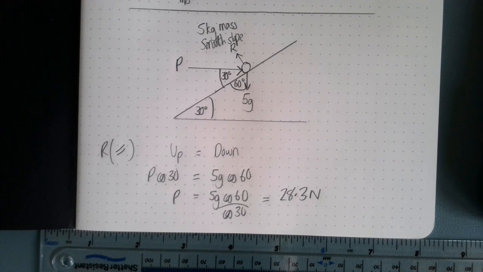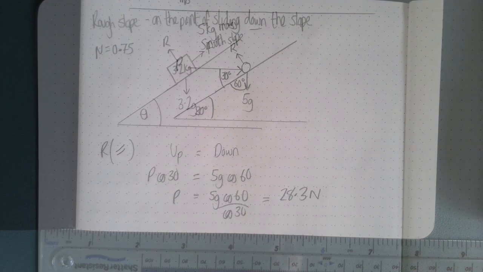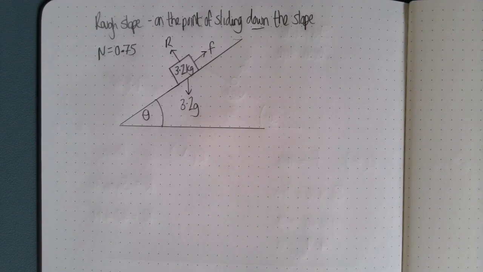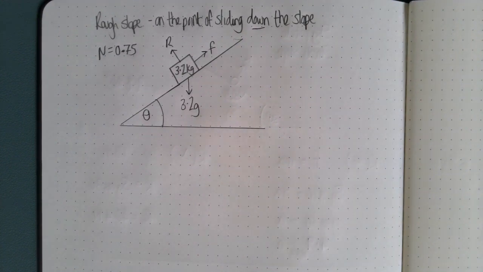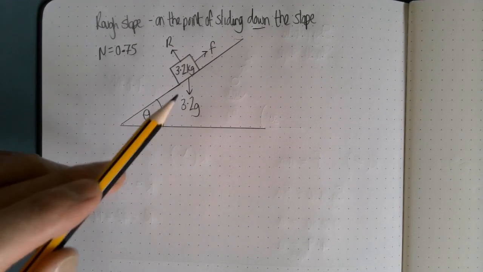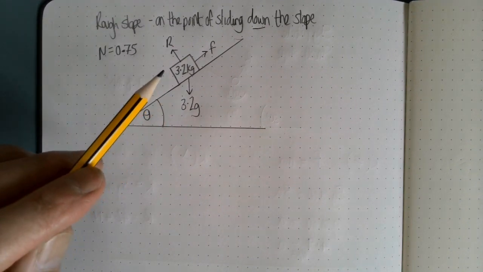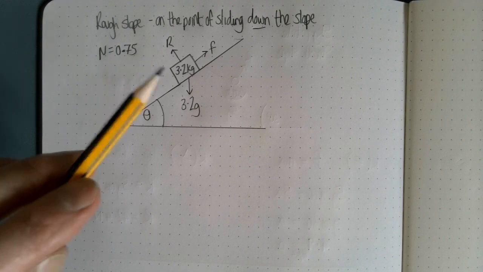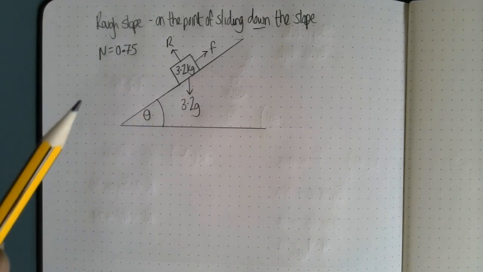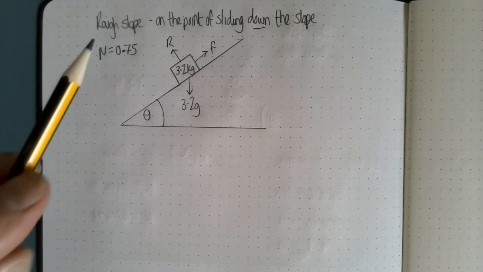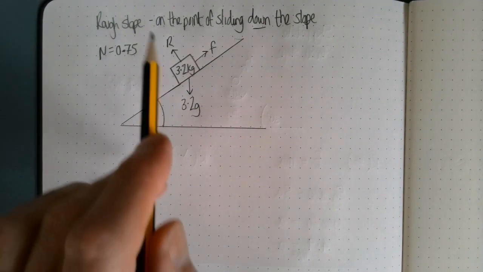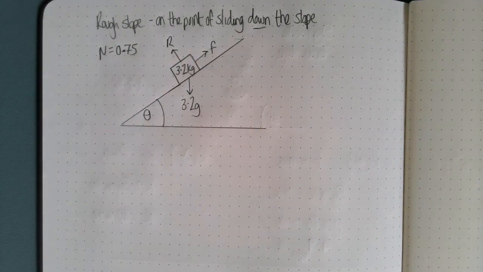Okay, let's introduce some friction. So here is a rough slope. So we've got friction, and we've got a block sitting on this rough slope, and it's not moving, but it's at the point where it's about to move, and that's a key phrase, isn't it? It's on the point of sliding down the slope, which is also crucial. This is called limiting equilibrium.